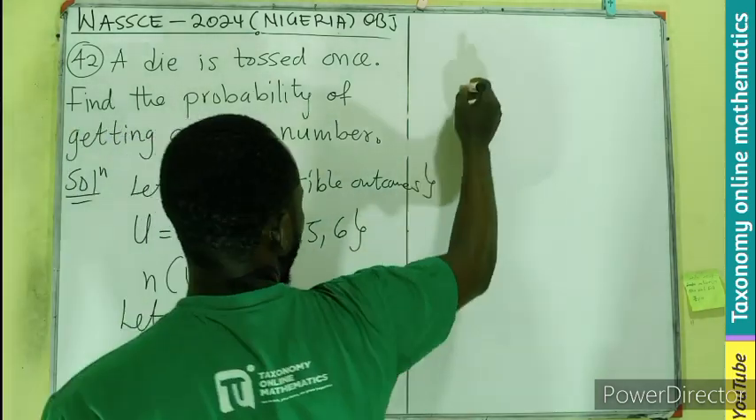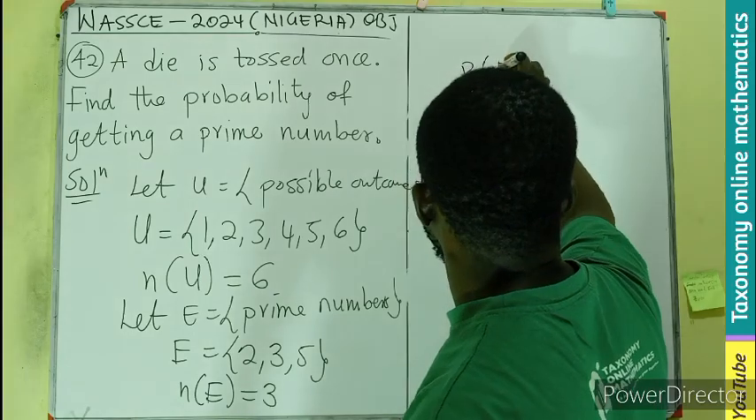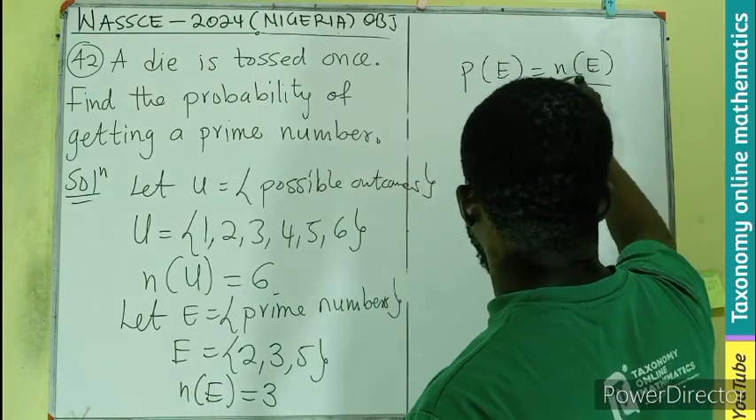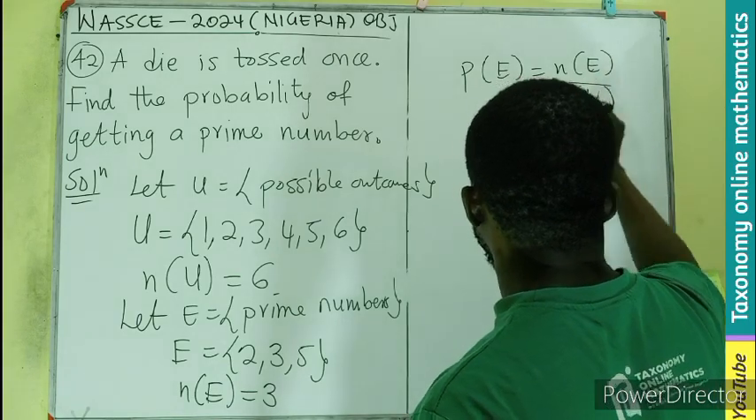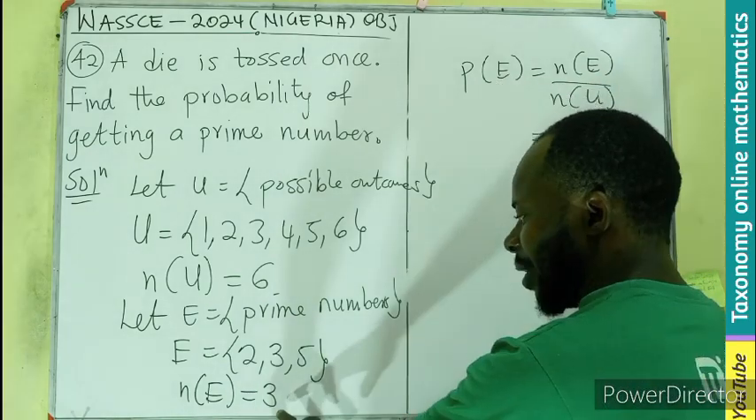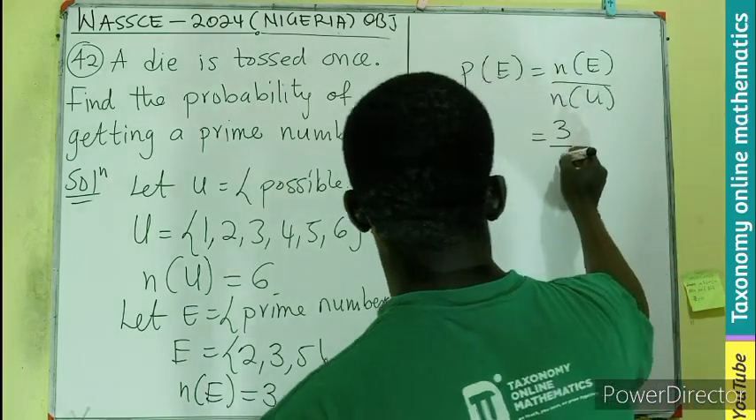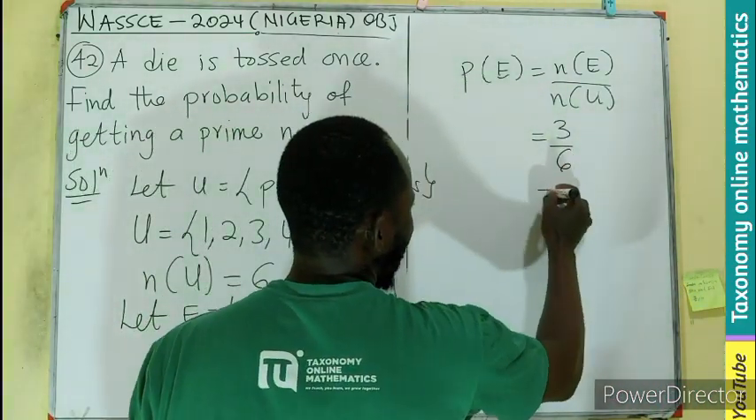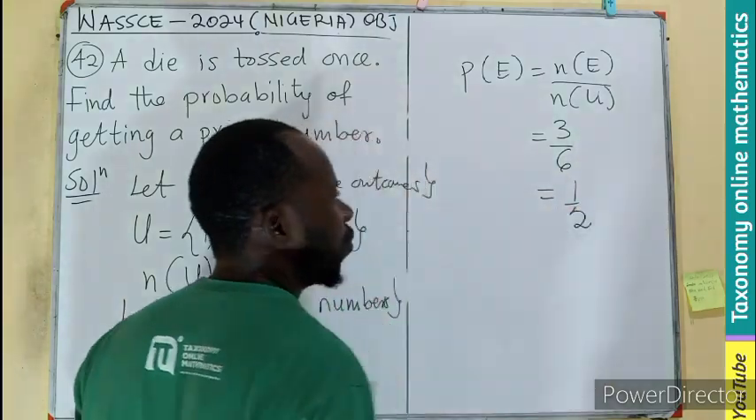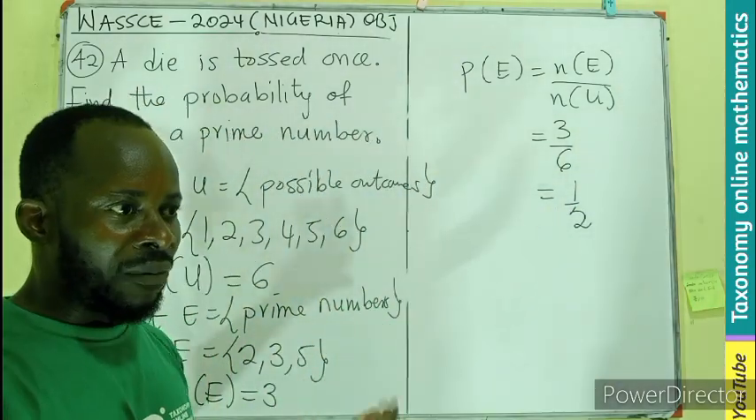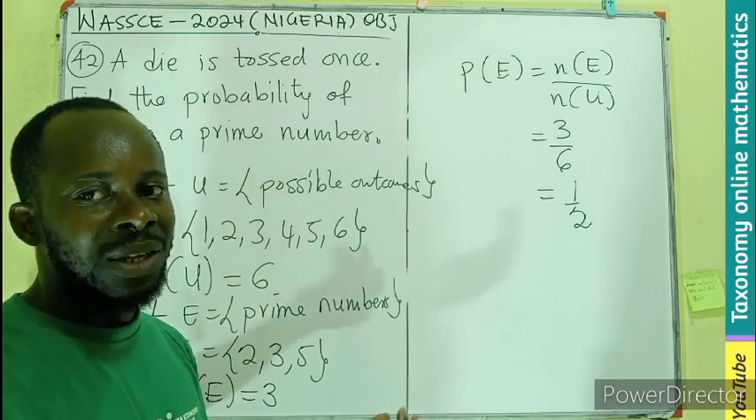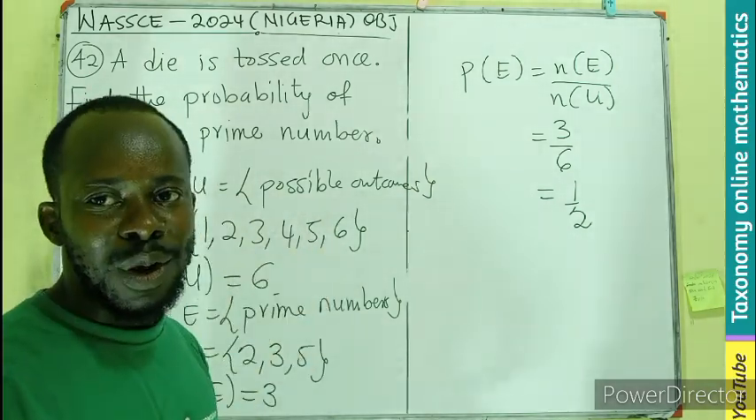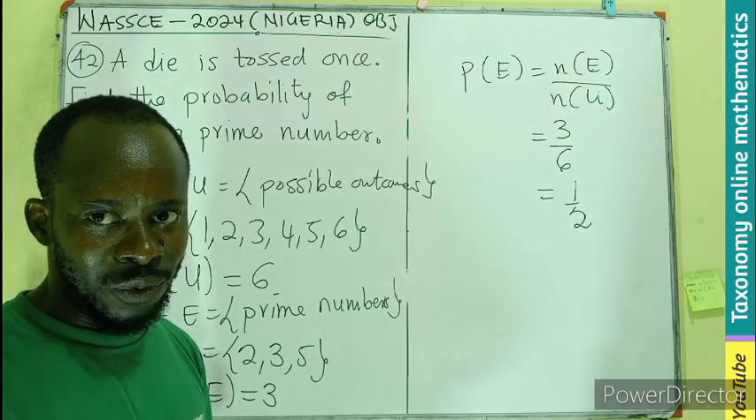So fast forward, we know the probability of E will be equal to the number of events E divided by the number of what? The sample space. So fast forward, you'll be having 3 divided by the sample space, which is what? 6. And I guess that will give us what? 1 out of 2. You definitely have a 50% chance of obtaining a prime number from the pool of 1 to 6. I guess you follow.